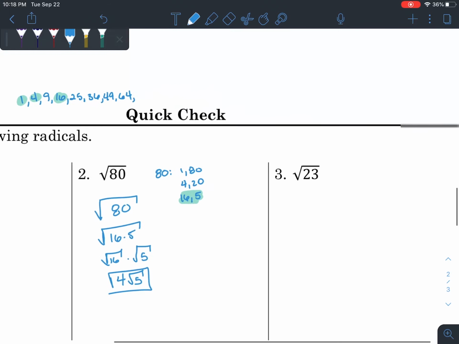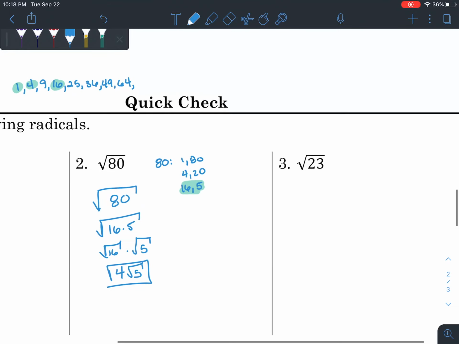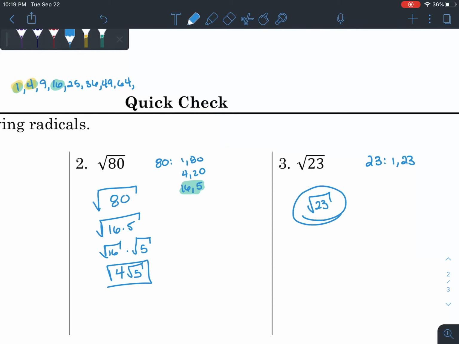Radical 23. So we're looking at radical 23. The factors of 23 using perfect squares. So the first one is 1. 1 goes into 23 evenly, so 1 and 23. 4. So we used 1. 4 doesn't go in evenly. 9 doesn't. 16 doesn't. We're already at 25. So this is it. Radical 23 can only be written as radical 23. There's no simplifying to be done.